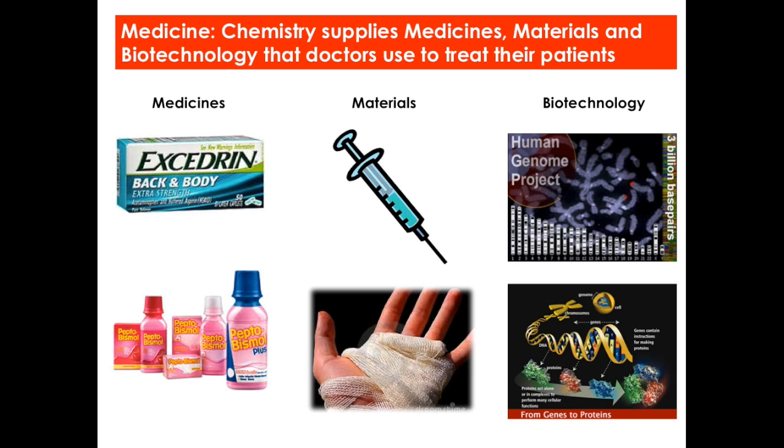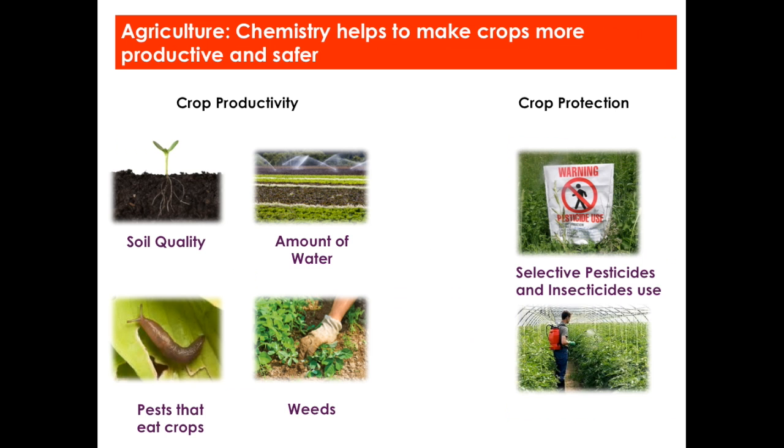Medicine. Chemistry supplies medicines, materials, and biotechnology that doctors use to treat their patients. Agriculture. Chemistry helps to make crops more productive and safer. In crop productivity, for example, chemistry determines the soil quality, the amount of water, the pests that eat the crops and how to control them, and the same with weeds.